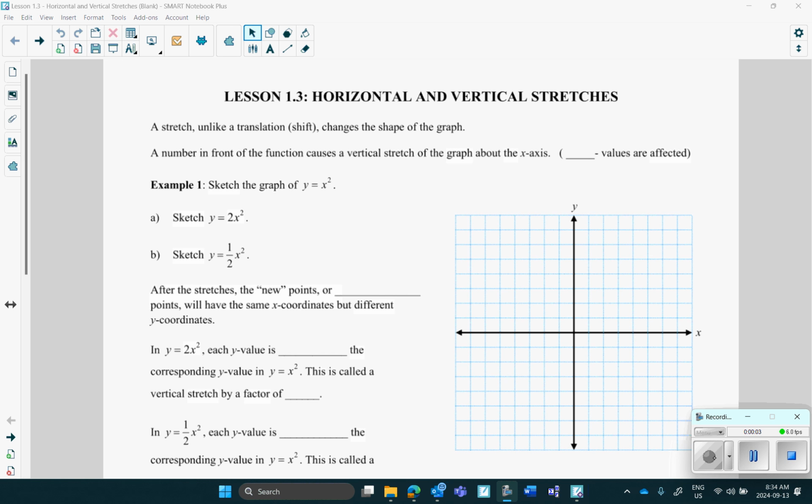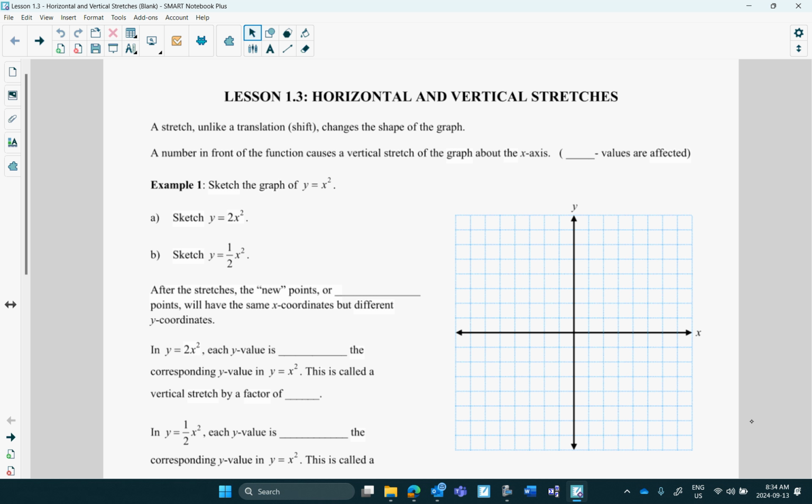Let's talk about the second type of transformations that can take place on things. In the previous lesson, we talked about translations or shifts, meaning moving left or right or up and down. Next, we're going to talk about stretches. And there are two types of stretches.